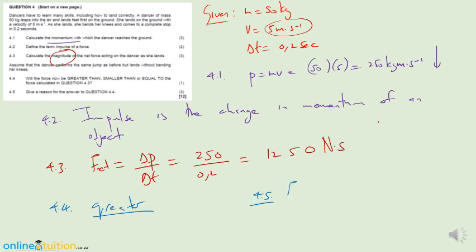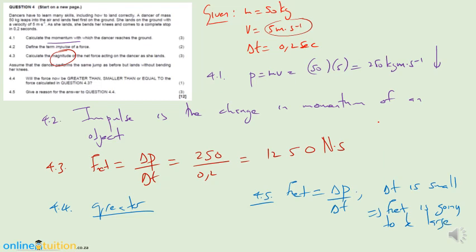Well, the force exerted on us by the ground, F net, is delta P over delta T. So recall, if delta T is small, if we're not bending, then it implies that F net is going to be large. And large means painful. Awesome, 12 out of 12. That's what we want.